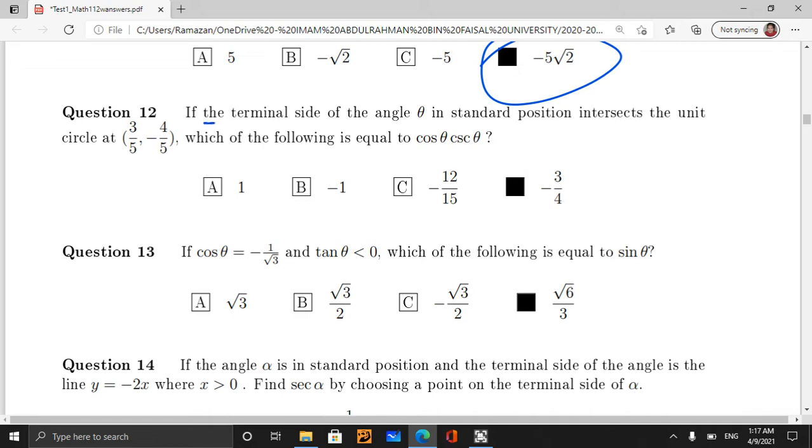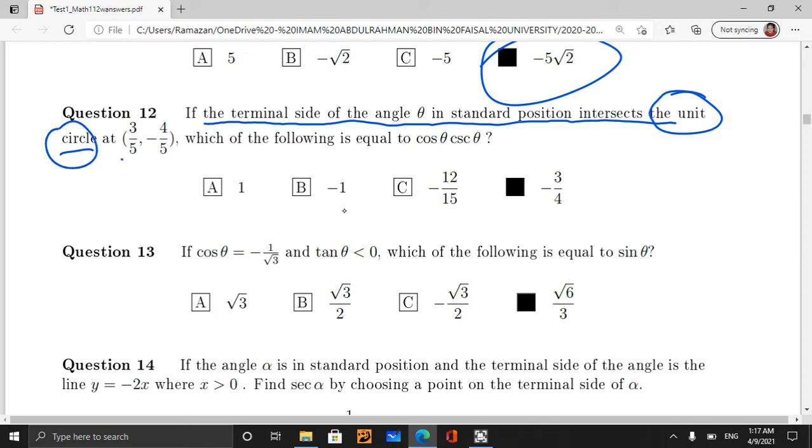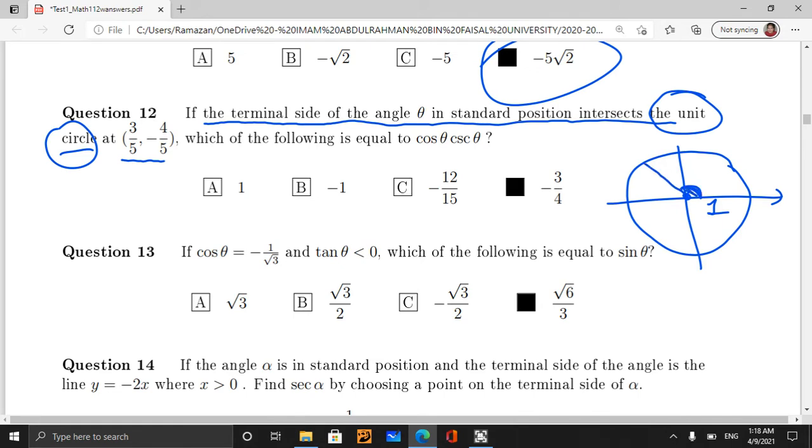Now, let's look at this problem here. The terminal side of the angle theta in standard position intersects the unit circle, and this is the key information, the unit circle, at 3 over 5 and negative 4 over 5. What do we know about the unit circle? The unit circle is the circle which has radius 1. That's one thing. And in a unit circle, when you draw a central angle theta, its terminal side intersects the unit circle at a point, and the coordinates of this point will automatically be cosine theta and sine theta. This is what we have here.